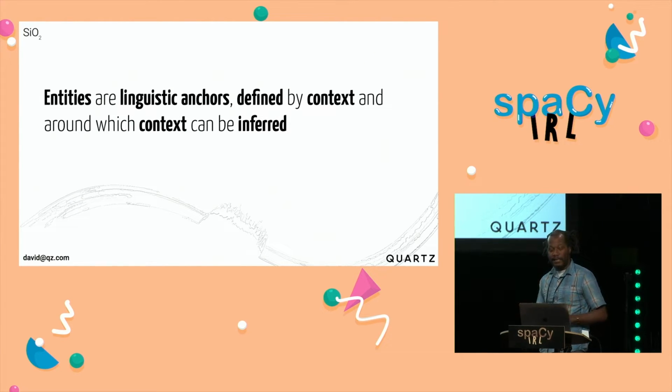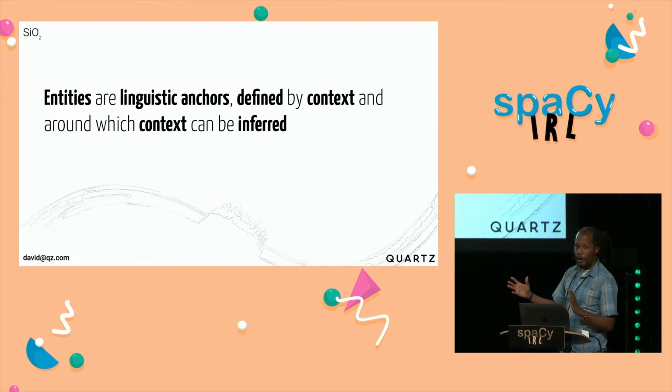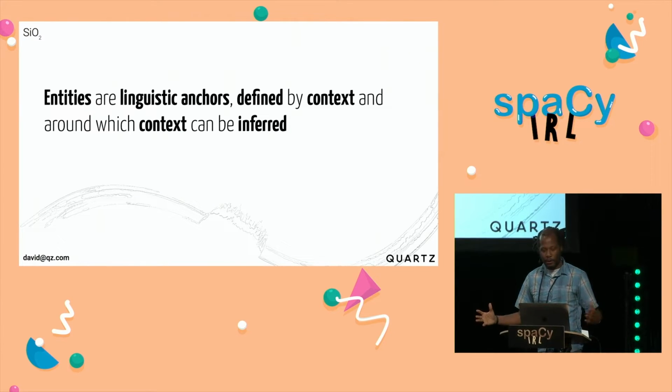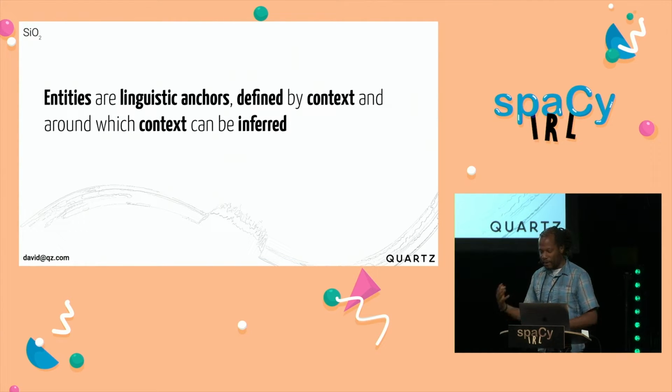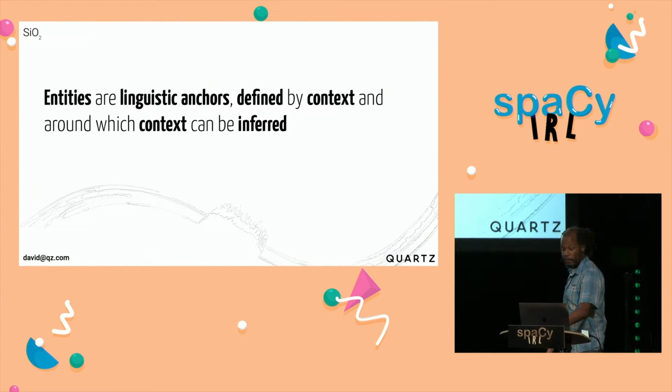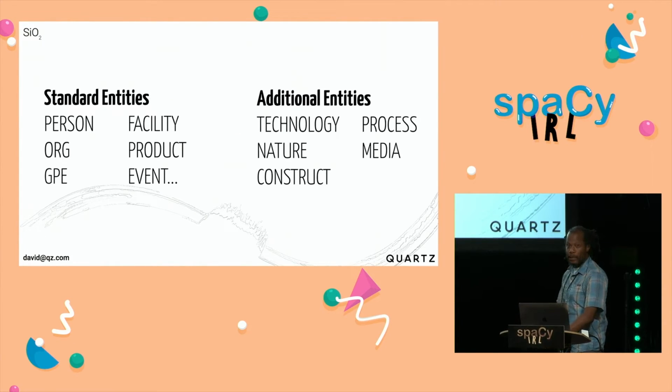Within that context, entities, which we've heard a lot about, are key linguistic anchors that help define the context and are defined by the context. As we go from this first experiment, we wanted to build out a stronger infrastructure that was going to, one, be time aware and, two, be the most informative about the content that we cover and produce. So entities were the key in that. We took the standard entities that come with spaCy, and then we added to those, including ones for technology, nature, process, media.